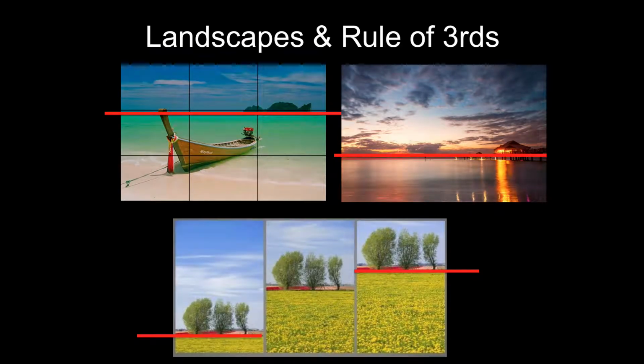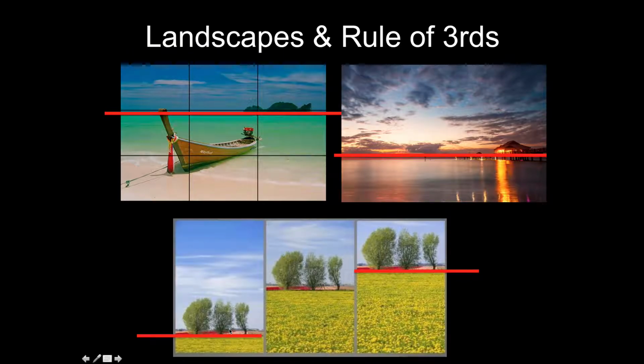Here's another rule for landscapes. Landscapes are a little different with the rule of thirds. Let's start at the bottom sequence of pictures. In the middle one, the horizon line, so that's where the sky meets the ground, is right in the middle of the frame, and it's kind of boring. It's not bad per se, but it's hard to decide what's the most important thing. Are the flowers or the sky important?